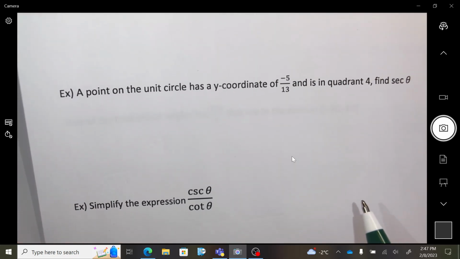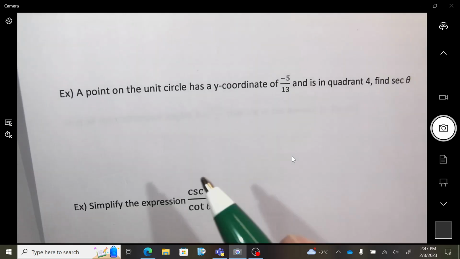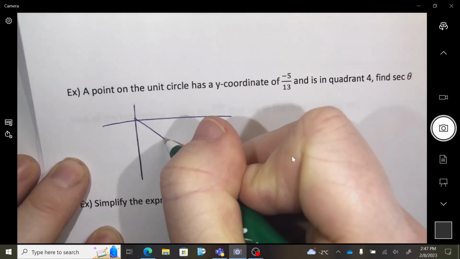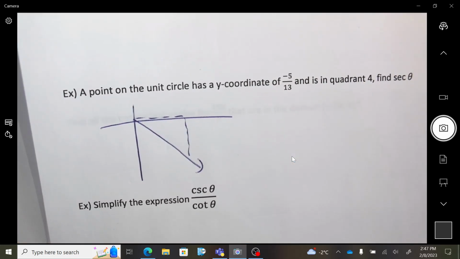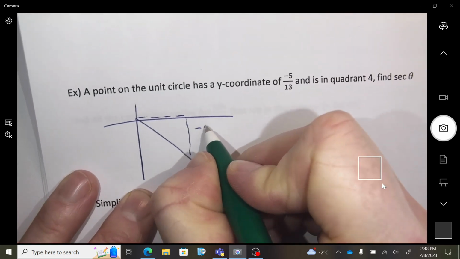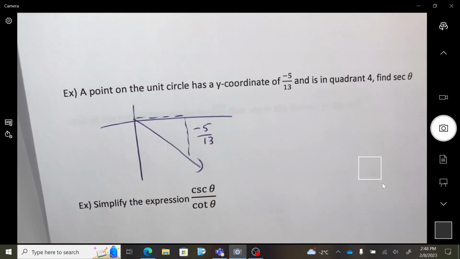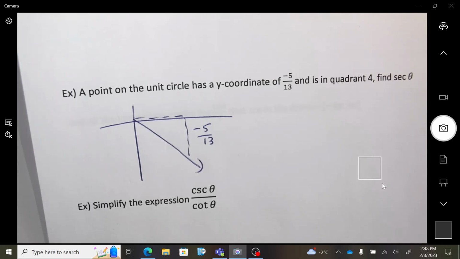A point on the unit circle has this y value and it's in quadrant 4. Something different, one more quadrant. It has a y coordinate of -5/13. That's all the numbers that I have. Or is it?